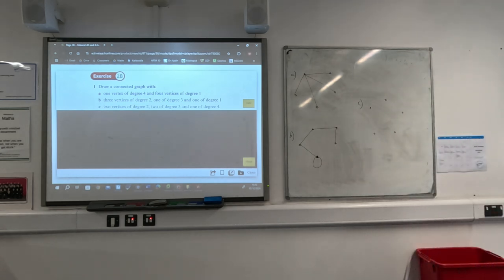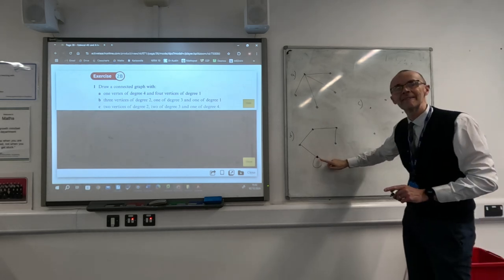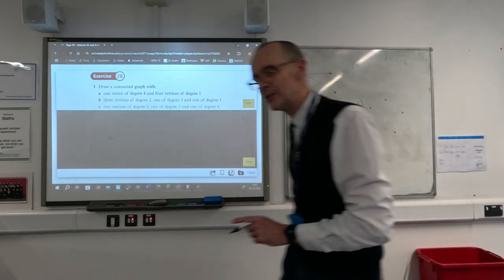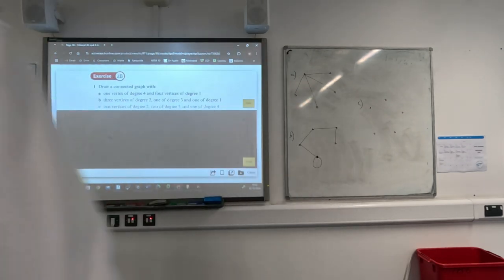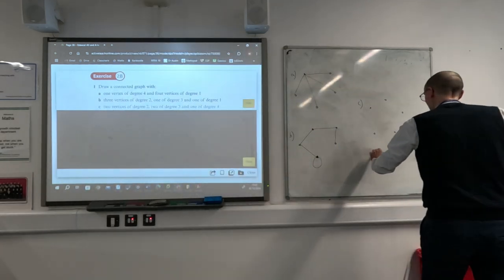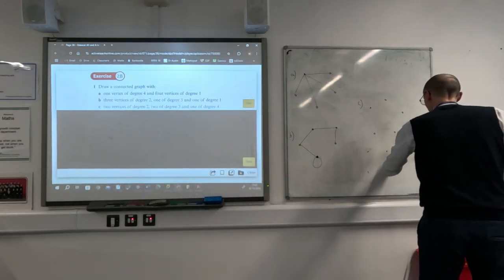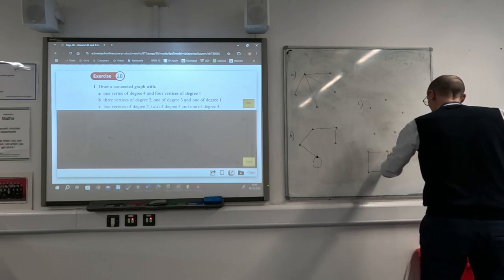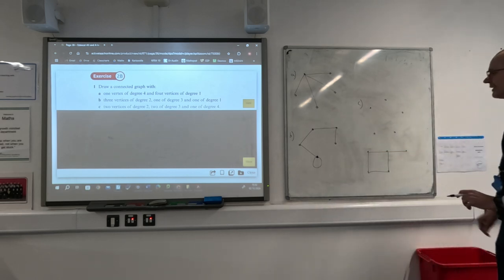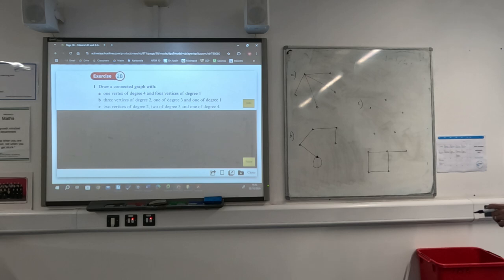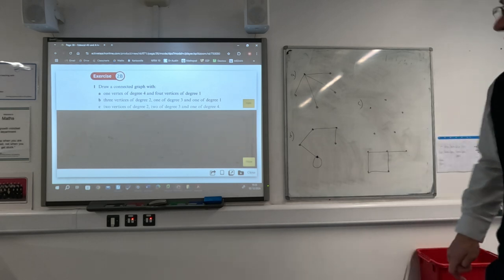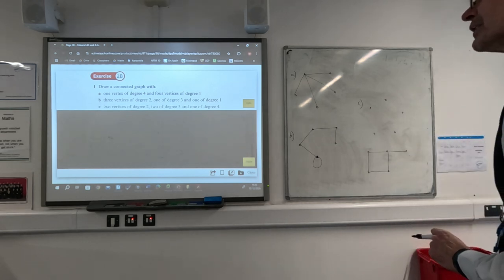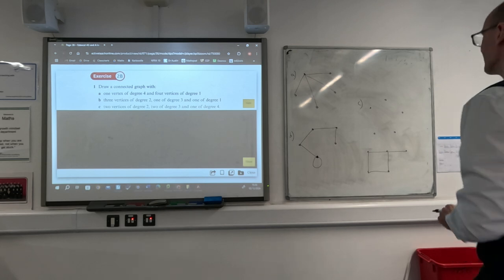Has anyone done 1b differently? This one is 1, 2, 3. Just do a square. Just a square. Right, okay. Nothing wrong with mine. Third one, 2 vertices of degree 2. 2, 3.